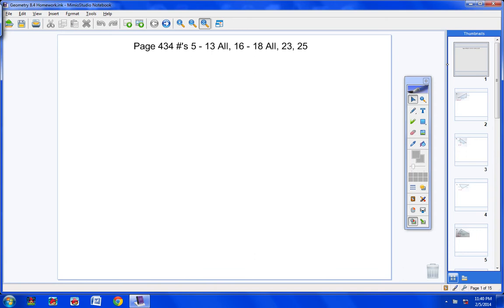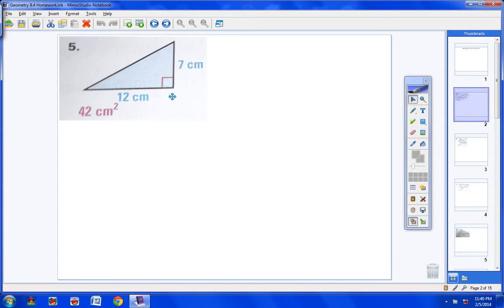Open your books, get out your pens, pencils, papers, calculators, and let's get started. Number 5. The directions for 5 through 13 read, find the area of the triangle. Find the area of the triangle. So here we go.